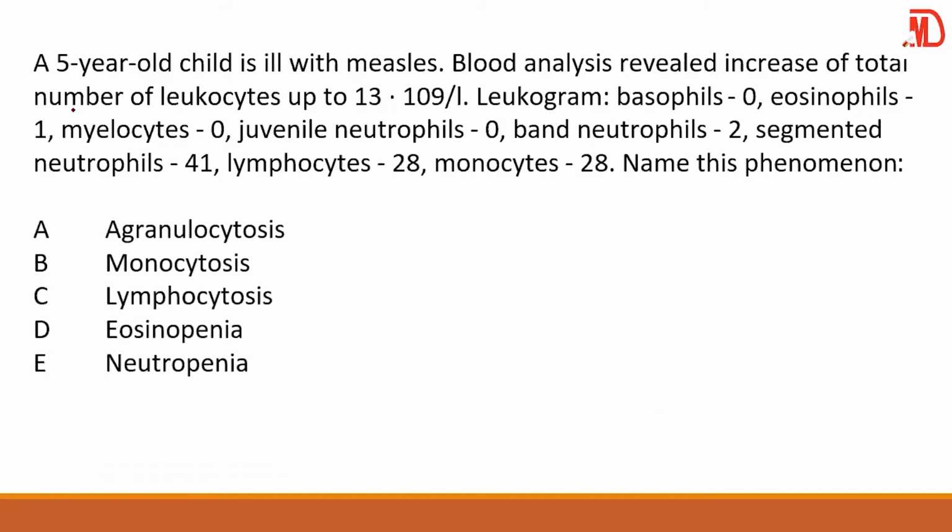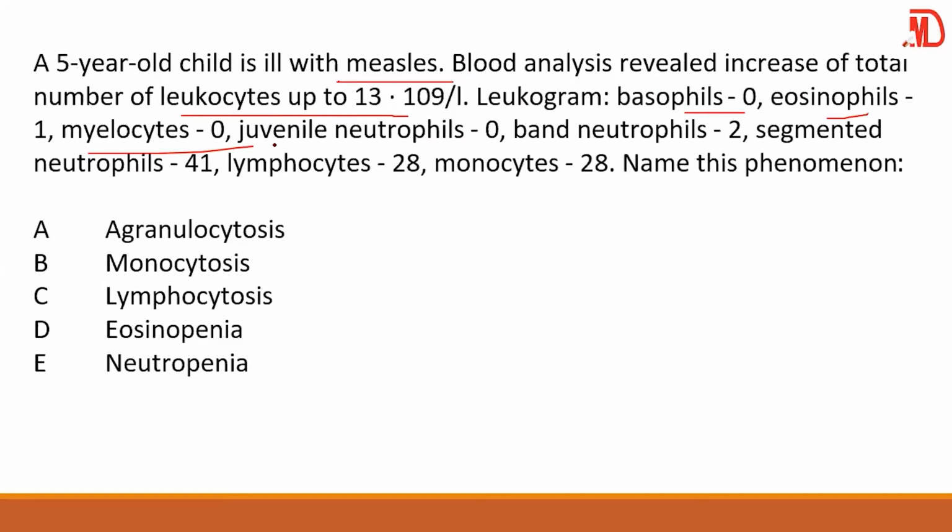All right. A 5-year-old girl is ill with measles. Blood analysis reveals an increase of the total number of leukocytes up to 13. That means there's inflammation. Basophils 0, eosinophils 1, myelocytes 0.